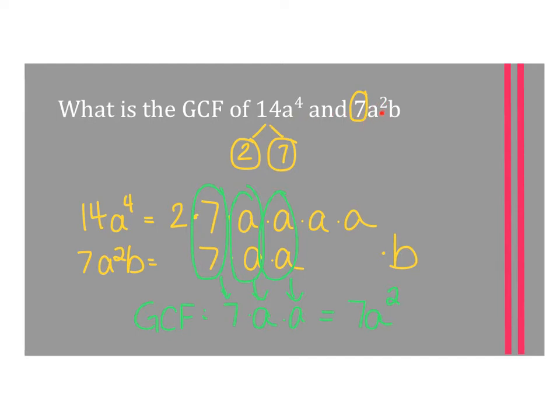And then I look at the variables. I have an a squared and an a to the fourth, and I think, well, what would I end up circling? There would be 2 a's that would be circled, so a squared. And then there's a b here, but there's not one there, so nothing's in common. You want to try to mimic that process as you go through the next couple examples.